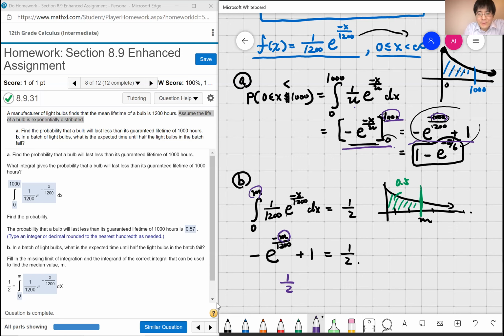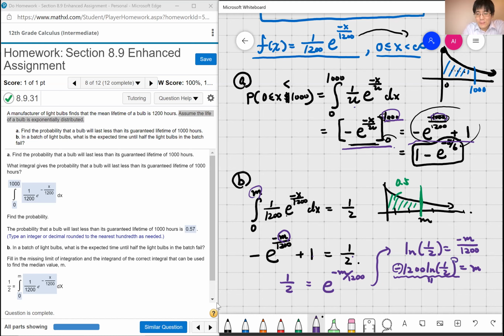Combine like terms. So 1 minus 1/2 is 1/2. Bring e to the other side, and it's going to be like this. Use a log to rewrite this expression. So it's going to be ln of 1/2 is equal to the exponent part. Multiply both sides by negative 1200. We're going to get 1200 ln of 1/2 is equal to m. So this is going to be the median lifetime. We really don't like this negative here, so let's move this negative to here. That looks slightly better, and that's going to become 1200 times ln of 2.